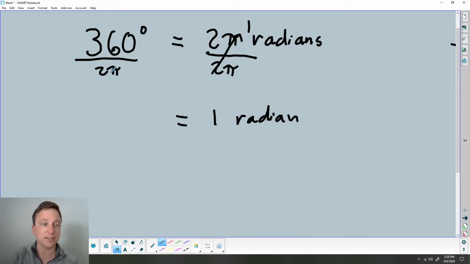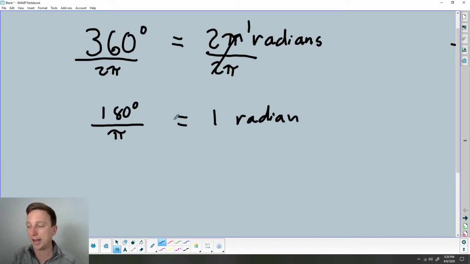So 360 divided by 2 pi, well, I can be selective in what I divide. I just want to divide by 2 and leave the pi. So we can say right here that this is 180 degrees over pi is equal to 1 radian. So if we have 2 radians, that would be 360 degrees over pi. If we have 3 radians, it would be 540 degrees divided by pi, I believe, and so on.